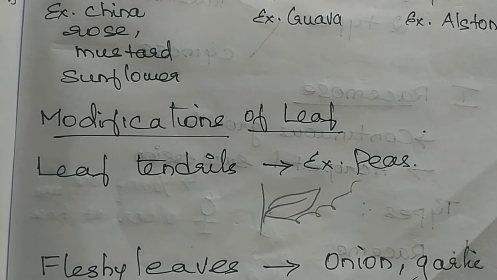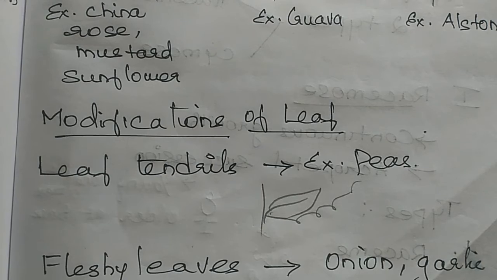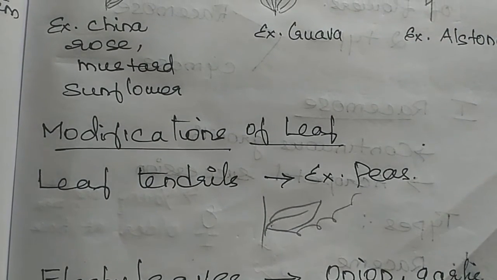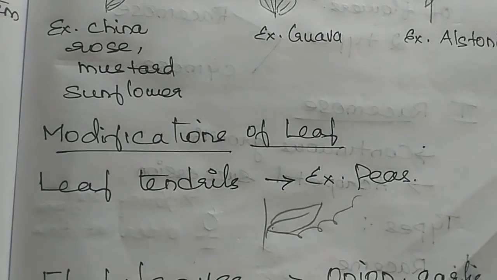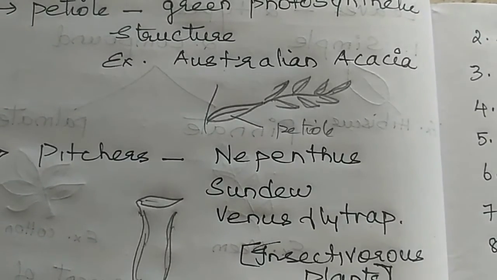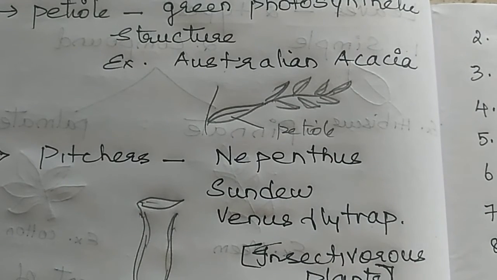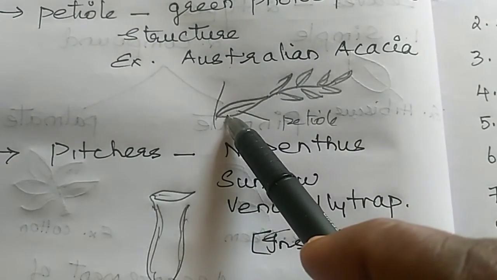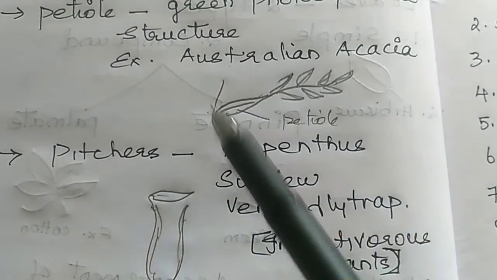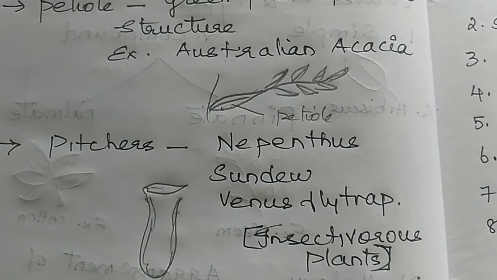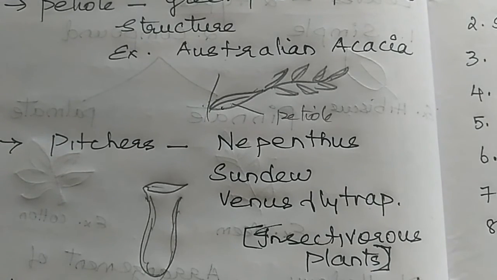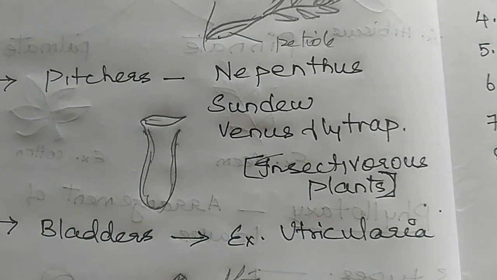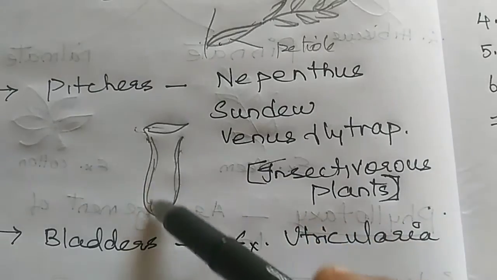And the next one is modifications of leaf. The leaves are modified as tendrils, for example in the pea plant. And in onion and garlic, the leaves are fleshy and they are modified for food storage. And the third is the petiole. In the Australian acacia plant, the petiole is modified into a flattened structure for photosynthetic purpose. So it is also a modification of leaf.